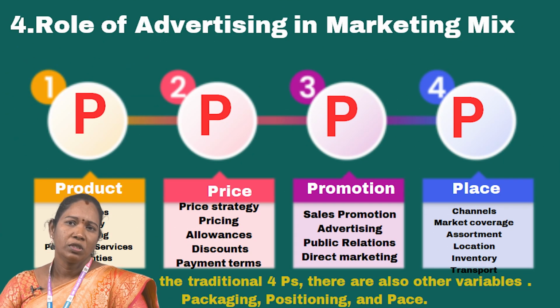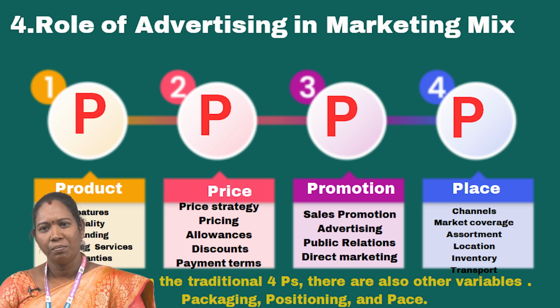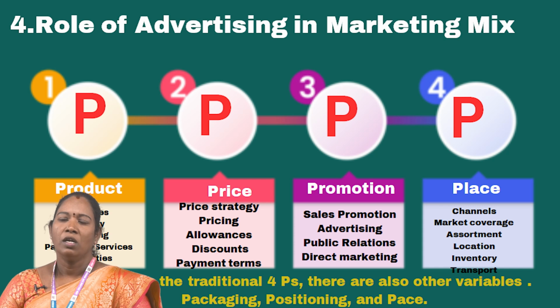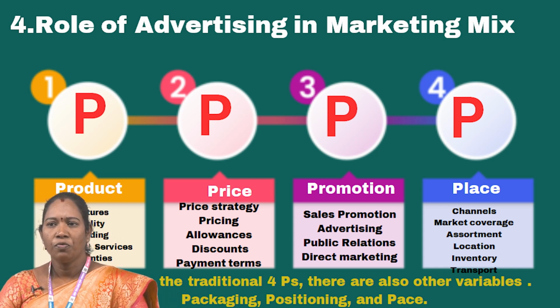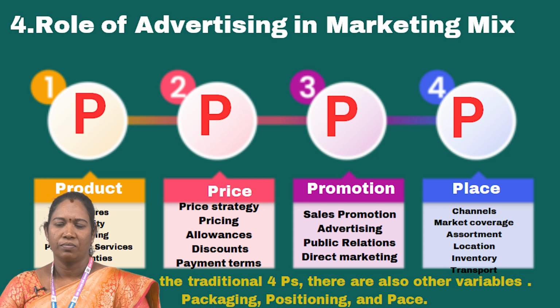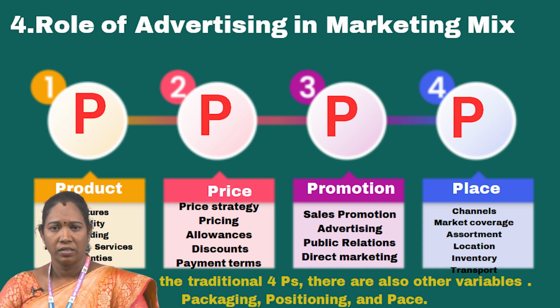The fourth topic is the role of advertising in the marketing mix. We have the four Ps in the marketing mix. First one is the product, second is the price, third one is the promotion, and the fourth is the place. The first, product, involves features, quality, branding, packaging, services, and warranties of the product.